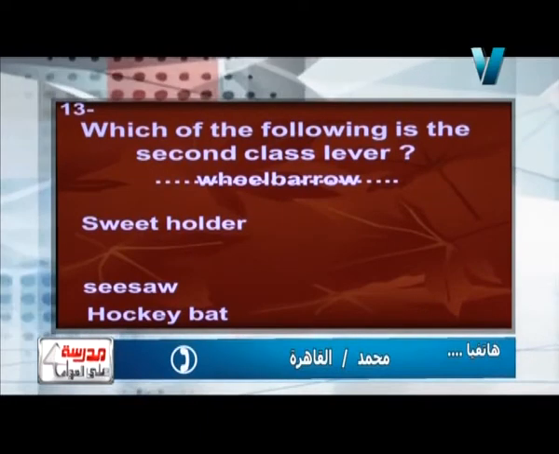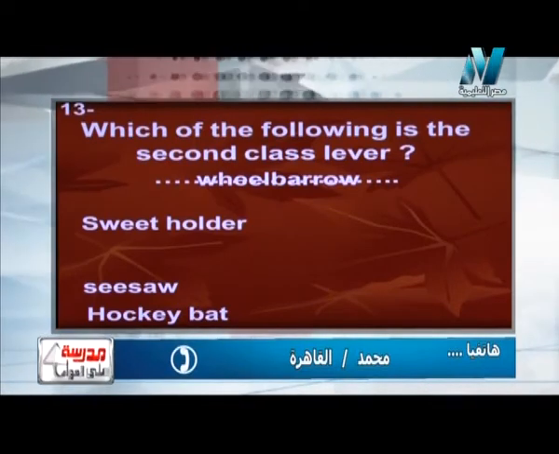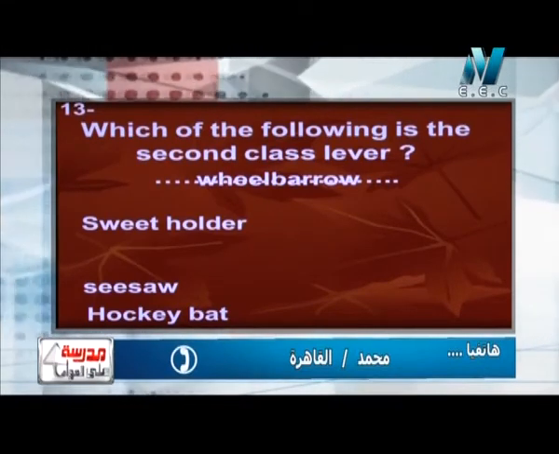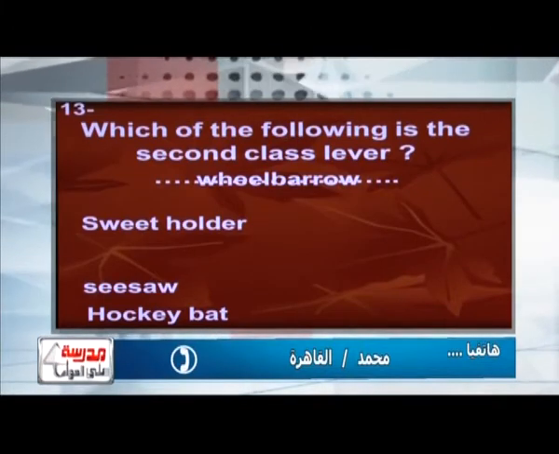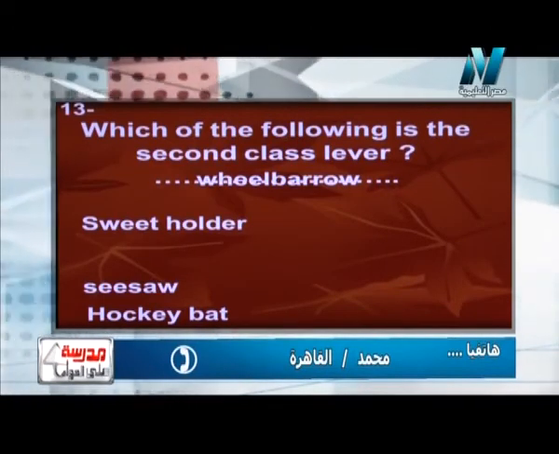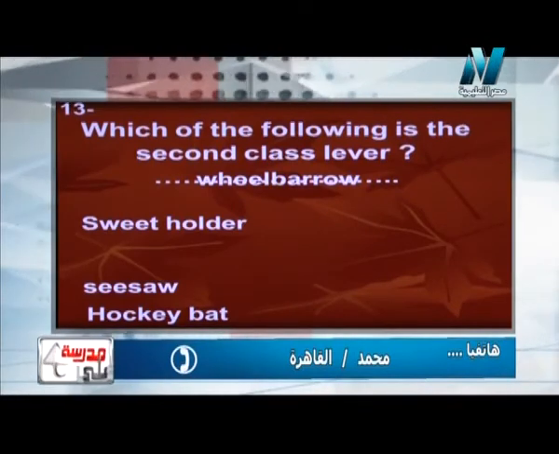So, Muhammad, what about sweet holder? Sweet holder is third class lever. So, what about seesaw? Seesaw is first class lever. So, what about the last one, hockey pad? Hockey pad is third class lever. Excellent, Muhammad. Muhammad, what is the best type of lever?